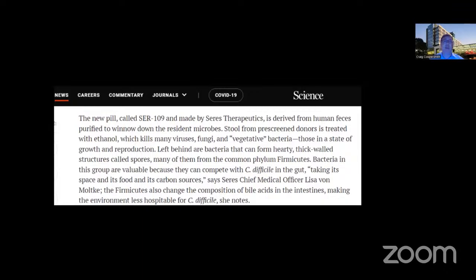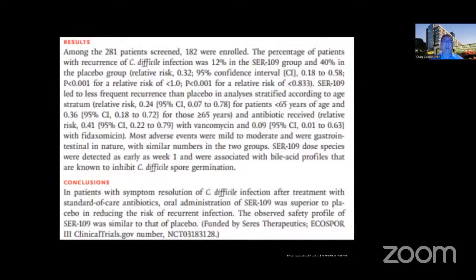Bacteria in this group are valuable because they can compete with C. diff in the gut, taking its space and its food and its carbon sources. The Firmicutes also change the composition of the bile acids in the intestine, making the environment less hospitable for C. diff. Again, getting back to the New England Journal article, 281 patients screened, 182 enrolled. And what you see is, in just taking this pill, using the spores, there's a remarkable decrease in recurrent C. diff, 12% versus 40% in the placebo group.